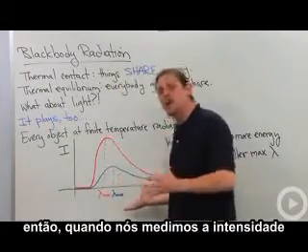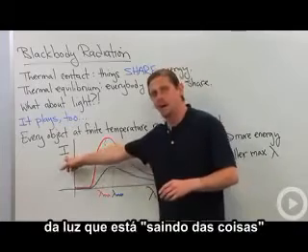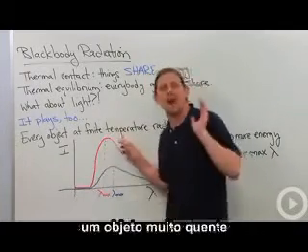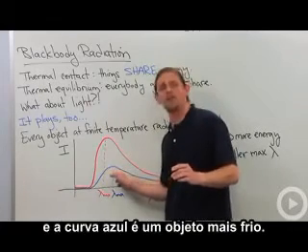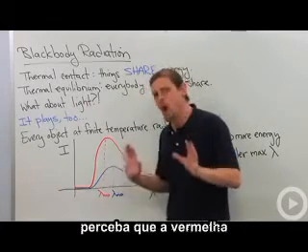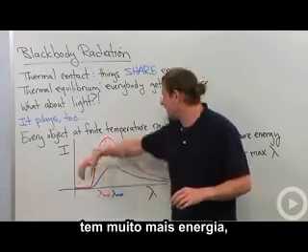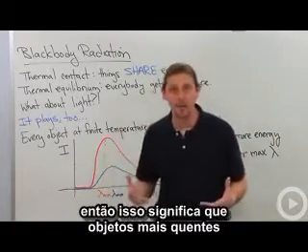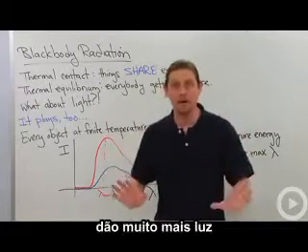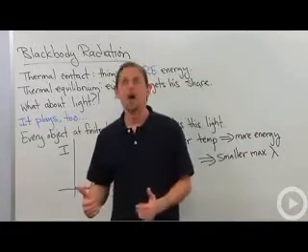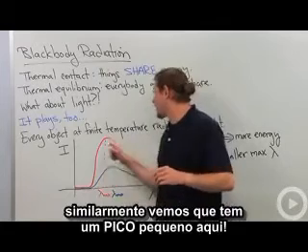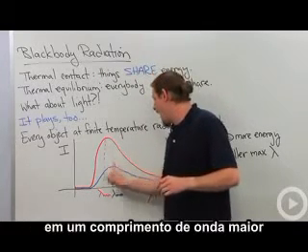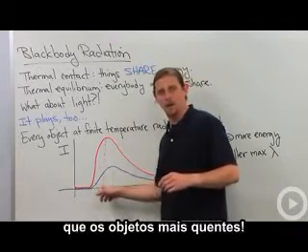So when we go ahead and measure the intensity of the light that's coming off versus the wavelength, we get these really interesting curves. The red curve is for a hot object. The blue curve is for a cooler object. Notice that the red curve has a lot more energy, a lot more intensity. So that means that hotter objects give off a lot more light than cooler objects do. All right? Similarly, we find that there's a little peak here. Notice that the cooler object peaks at a higher wavelength than the hotter object does.